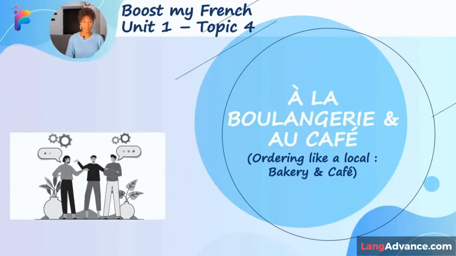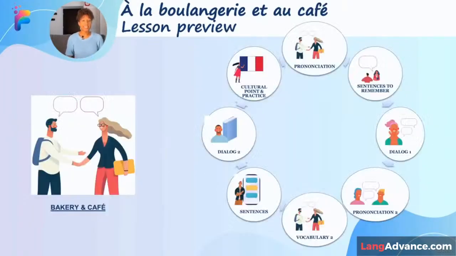À la boulangerie et au café. Ordering like a local at the bakery and at the cafe. This lesson will have 8 different parts. We'll do some pronunciation, we'll see sentences to remember, we'll have the first dialogue, then we'll jump to pronunciation part 2. After that, we'll see more vocabulary, we'll have a sentences section, a second dialogue, and to finish, we'll have our cultural point and some practice. Let's get started.